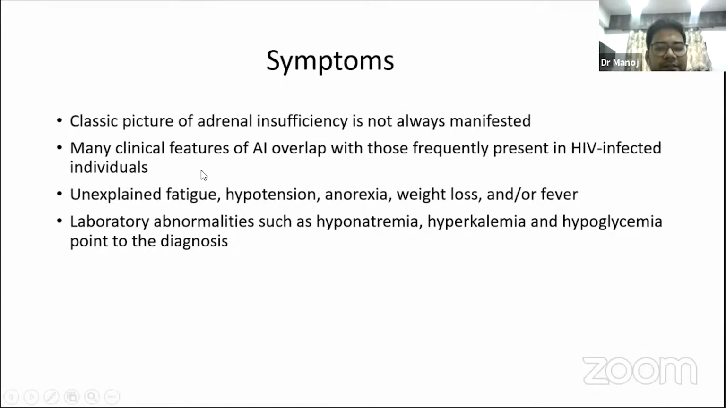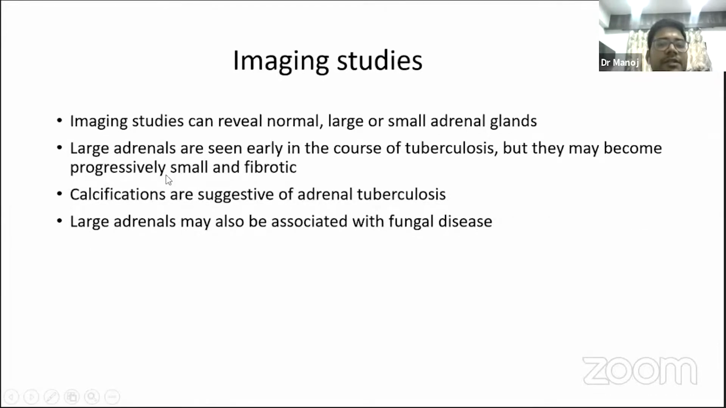and many clinical features overlap with those of the HIV infected individual. Patients can present with unexplained fatigue, hypotension, anorexia, weight loss, and fever. Abnormalities like hyponatremia, hyperkalemia, or hypoglycemia could be there. If we do imaging studies, the adrenals could be normal, large, or small. Large adrenals can be seen in early cases of tuberculosis, but they may become progressively small and fibrotic. Calcification could be there. And in case of fungal disease, we can see large adrenals.